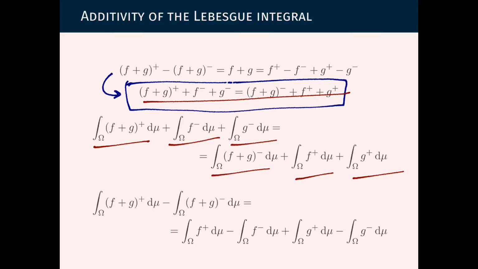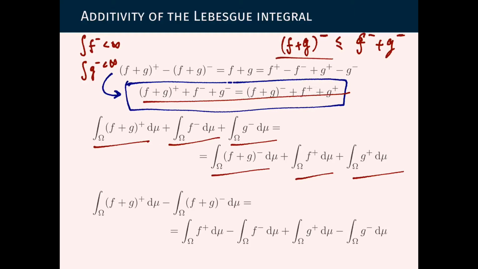But now we have already assumed that the integral of f minus is finite. The integral of g minus is finite, so we can add both f minus and g minus and use this inequality here. f plus g minus is at most f minus plus g minus. This is a useful inequality satisfied by the negative part. And so this integral is also finite, because this integral is finite, and this integral is finite.